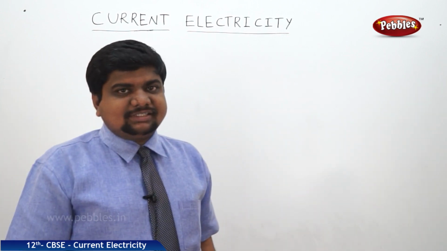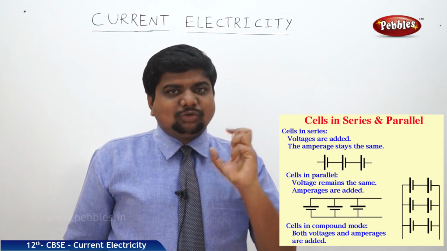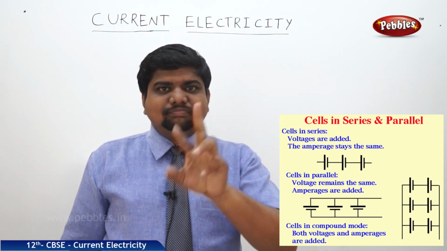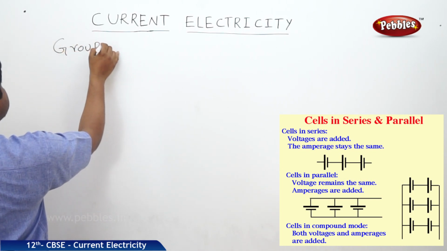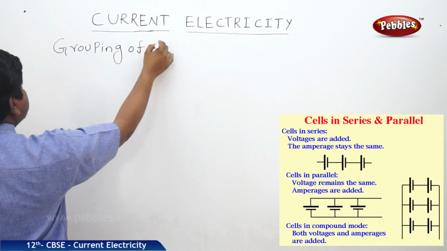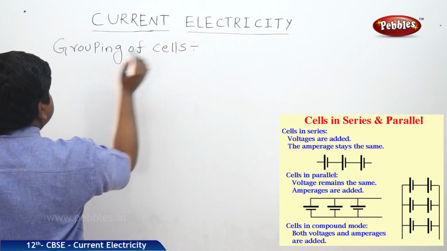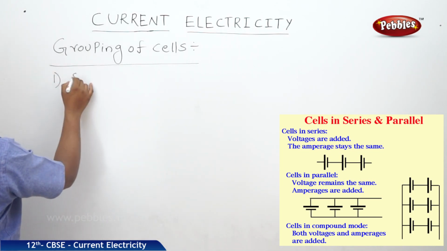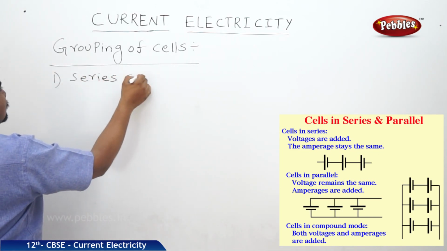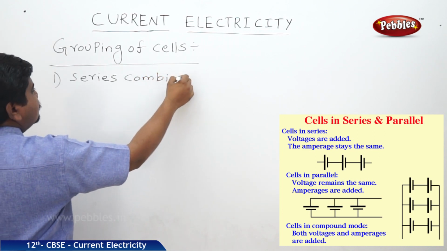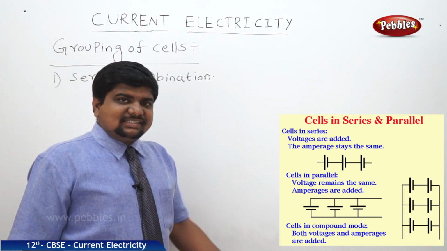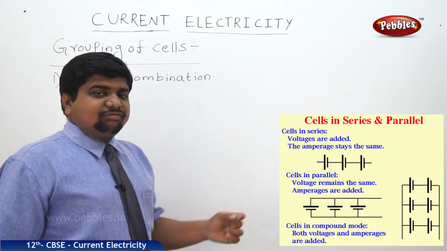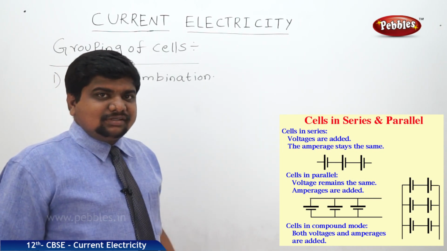This is the explanation. Now we will see the grouping of cells in different ways. As with resistors, cells are also grouped in two ways, series and parallel. Grouping of cells. First one, series combination. Whenever two or more cells are connected in series, we are going to see what will be the effective EMF and the effective internal resistance.